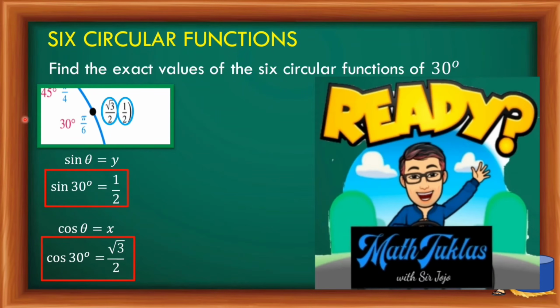Okay, I hope nasusundan natin. And let's proceed with tangent theta. Sabi sa definition, ang tangent theta ay ratio ng y over x. So, ibig sabihin, isa-substitute natin ang value ng y at value ng x gamit ang coordinates. So, tangent 30 degrees is equal to, ano nga ba ang y? 1/2. So, we substitute 1/2 over, ano naman ang x? Square root of 3 over 2.